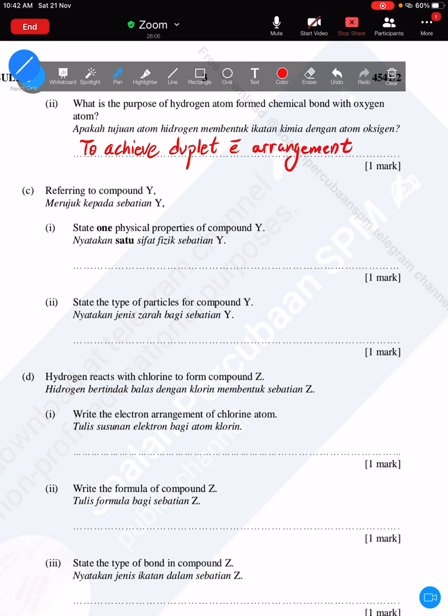Remember, some of you might answer duplet and octet, or octet. That is wrong. You cannot answer duplet or octet, because they are asking about hydrogen. When they are asking about hydrogen, the hydrogen can only form a duplet, not an octet. So to achieve a duplet electron arrangement, 1 mark, bingo. That's how you answer an SPM question.